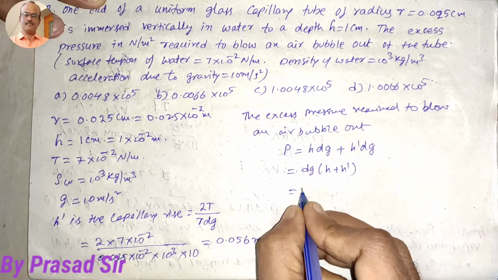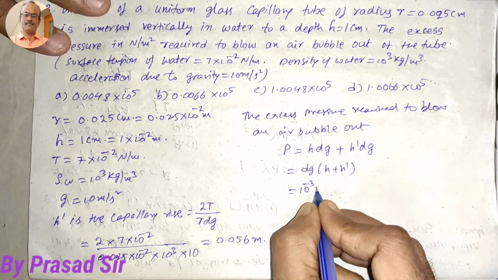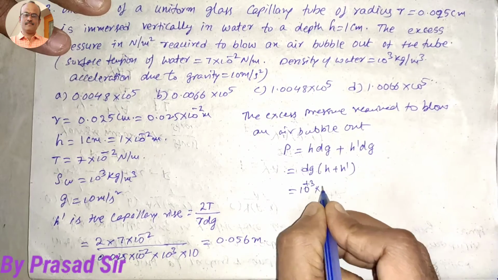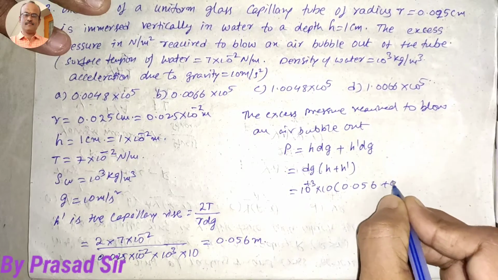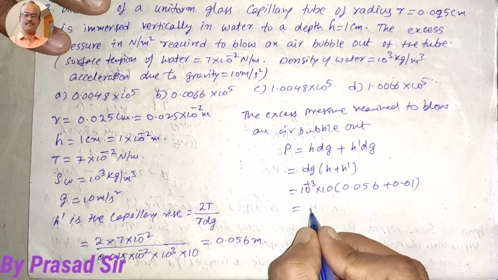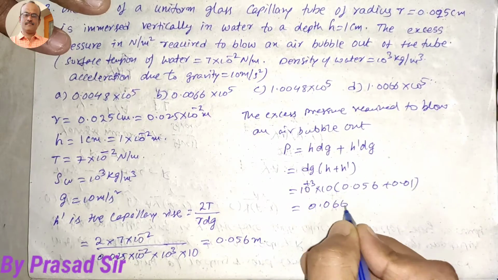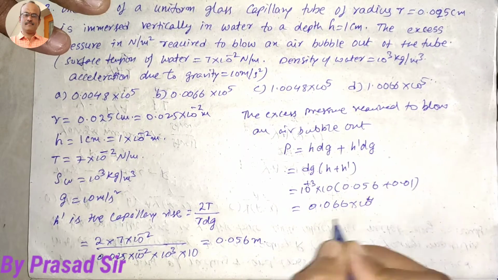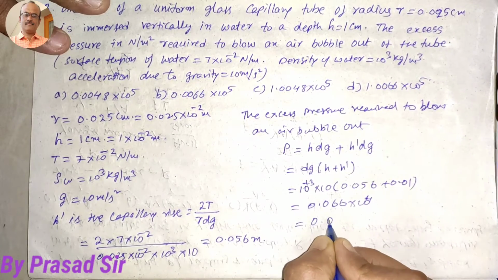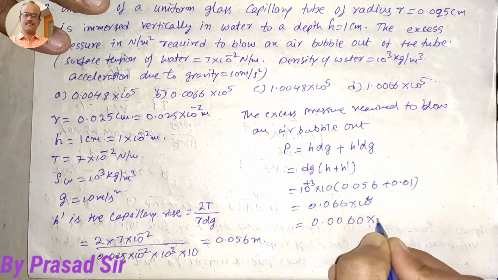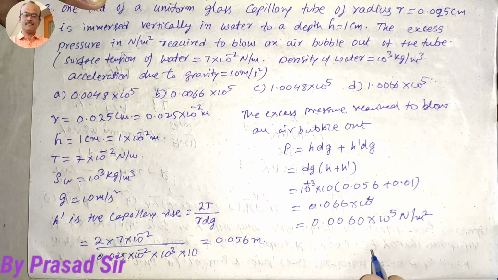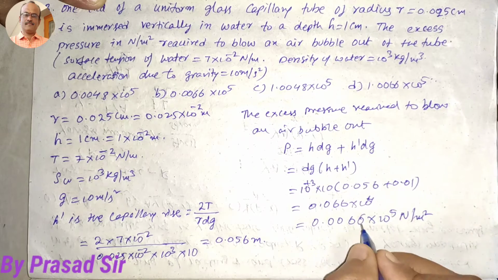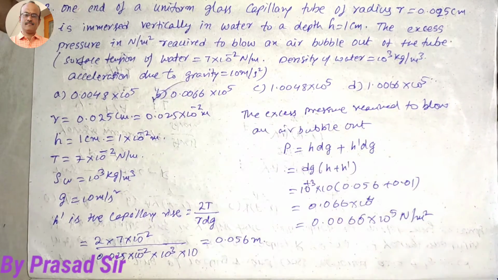D is 10 to the power of 3, into acceleration due to gravity 10, into 0.056 plus 0.01. On calculation of this, 0.066 into 10 to the power of 4, or 0.0066 into 10 to the power of 5 Newton per meter square. So which option is correct here? Option B is correct.